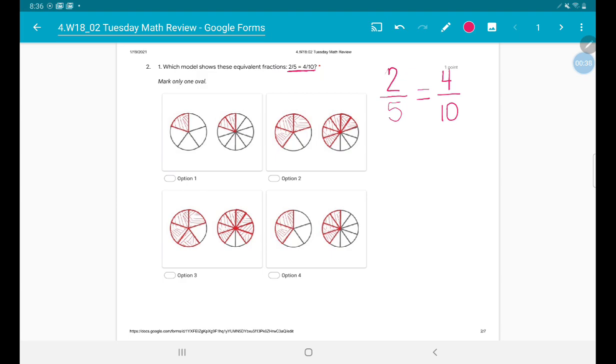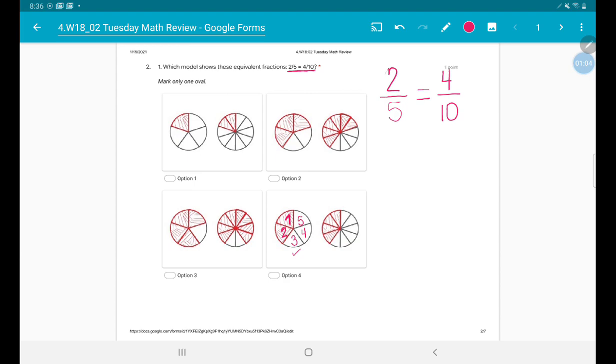So looking at the first model, I'm looking for 2/5 size pieces to be shaded, and I can see that option four has two pieces shaded in. There's three, four, five equal size pieces in the whole. So that one, it has 2/5 shaded.